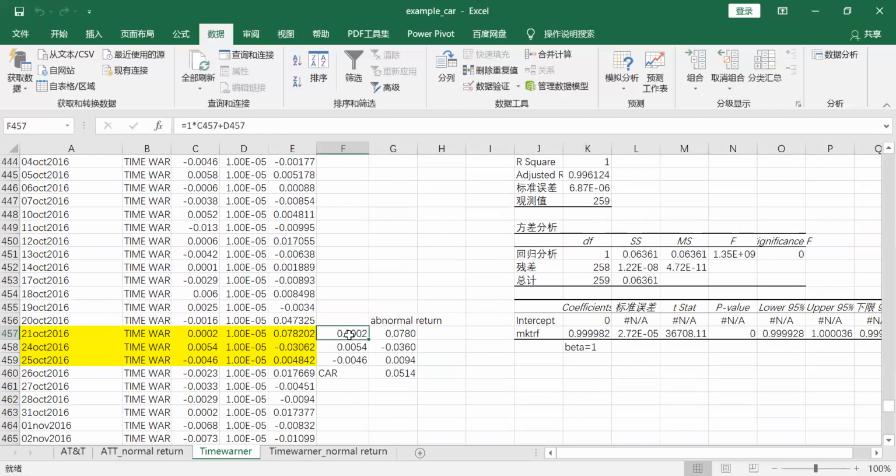Now, using the same method, we calculate the expected return. Here, this is the expected return, and this is the abnormal return, equal to the actual return, this one here, minus the expected return. You get the abnormal return. Then we sum all these abnormal returns to get the cumulative abnormal return, which is about 5.14%. So that seems a good deal for Time Warner, but not a good deal for AT&T, which typically happens in almost every merger and acquisition deal.